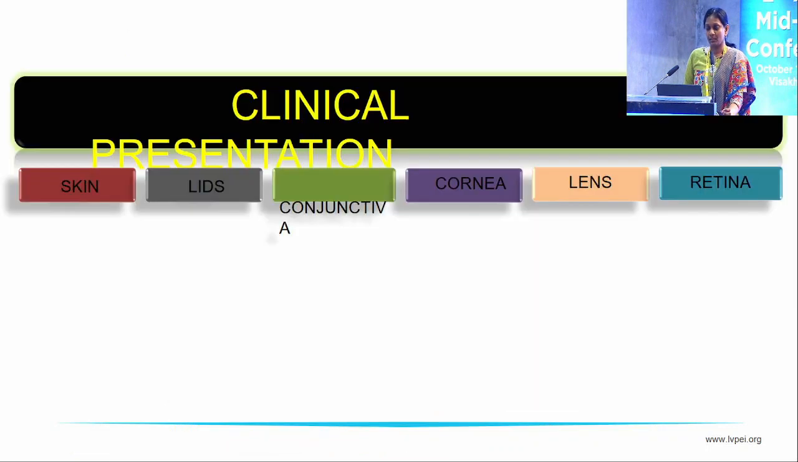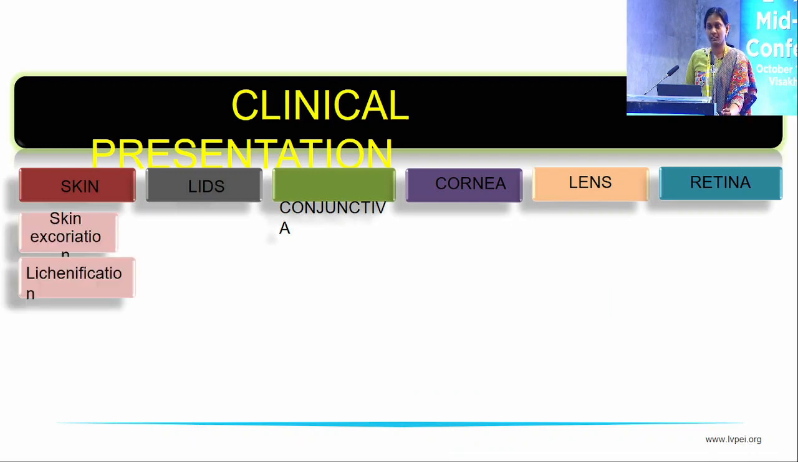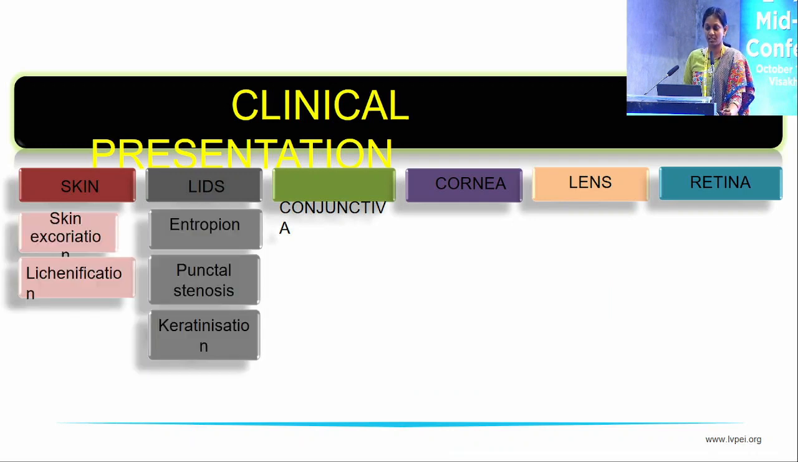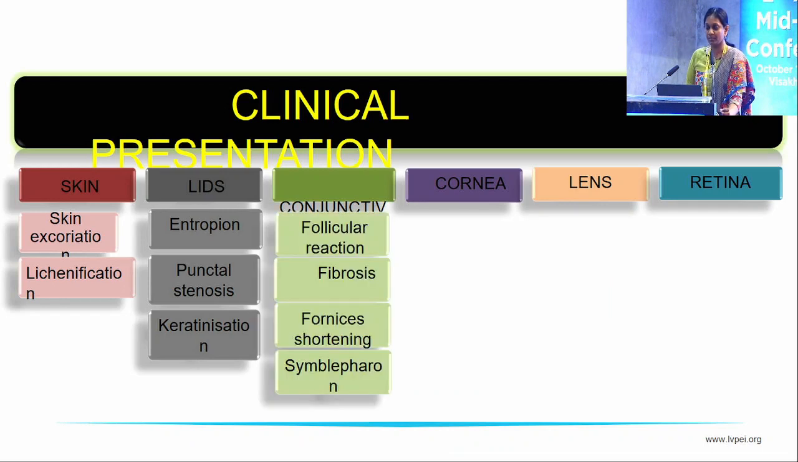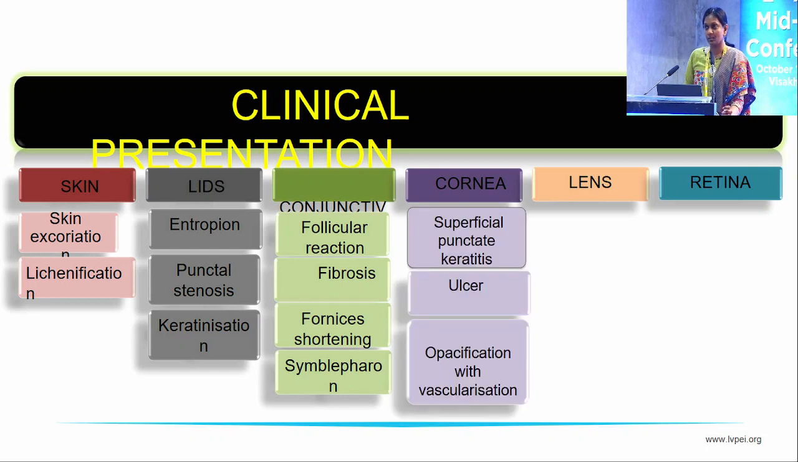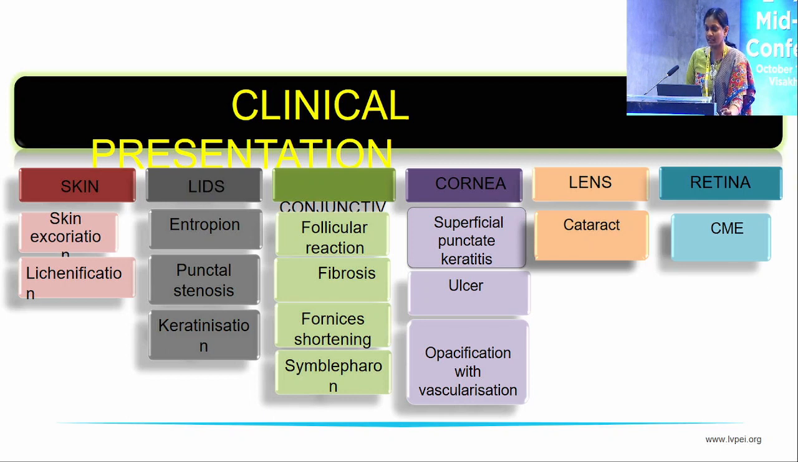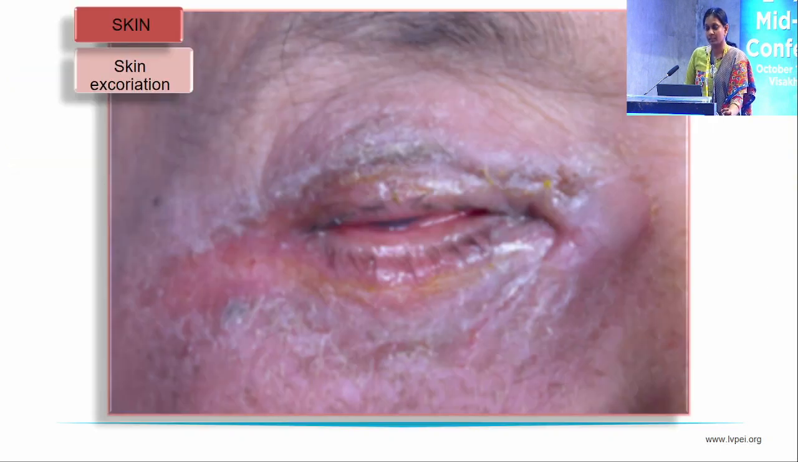Various clinical presentations include, in the skin, skin excoriation and lichenification. In the lids it can present as entropion, punctal stenosis or keratinization. In the conjunctiva there could be follicular reaction, fibrosis, fornceal shortening and symblepharon. In the cornea there could be superficial punctate keratitis, ulcers or opacification with vascularization, in the lens it could form cataracts, and in the retina it can even cause cystoid macular edema. So there are a few photographs of these presentations.